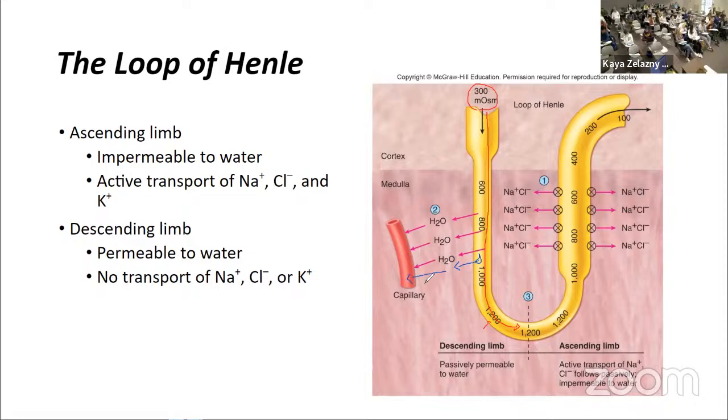So that is the big picture view of what's happening here. So ascending limb, impermeable to water. Its role is to actively transport solutes to increase the osmolarity of the renal medulla. The descending limb, which happens first, is where we have tissue that's permeable to water. Water can travel across it, so we have some water reabsorption happening in the descending limb.